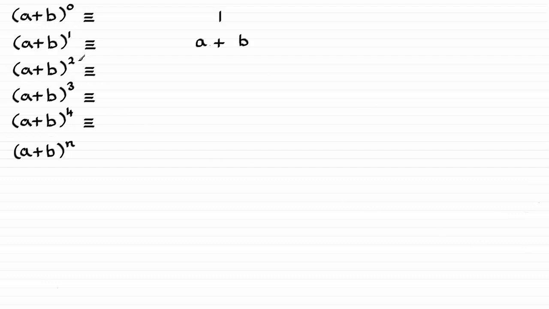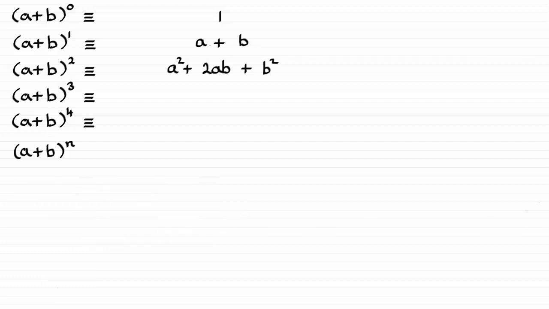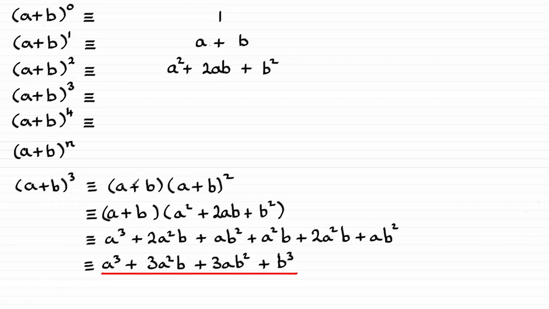For a plus b all squared, then you're going to need to start to write down your brackets, a plus b times a plus b in this case. And if you expand the brackets, you end up with a squared plus 2ab plus b squared. So we'll put that answer in. Now for a plus b all cubed, we're going to need to do a plus b times a plus b all squared. We've got the result for a plus b all squared, and when you expand it all out, you get this result. So we'll put that one in.